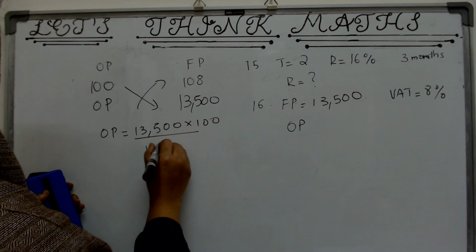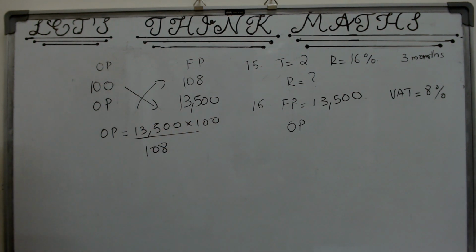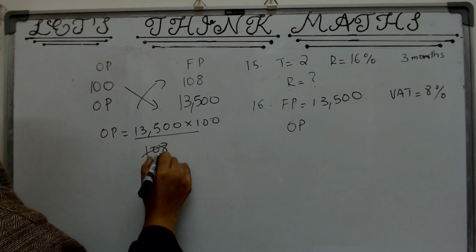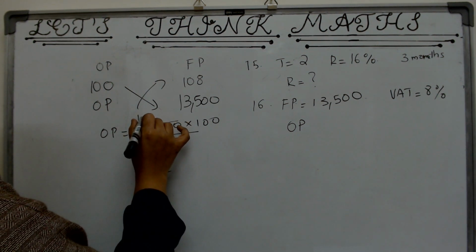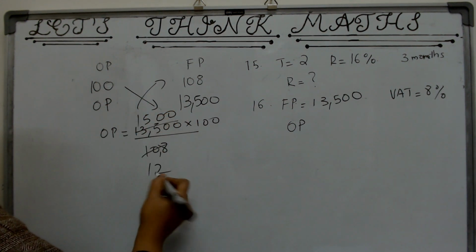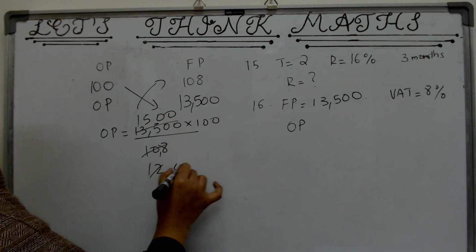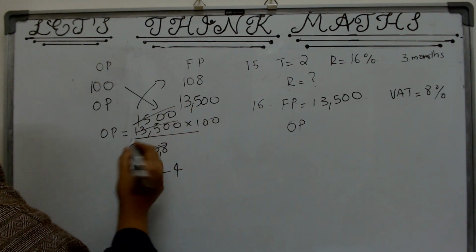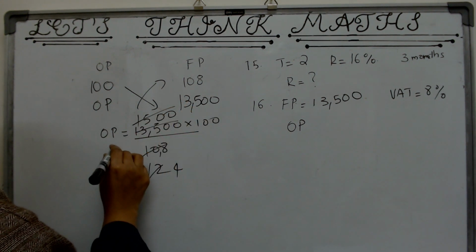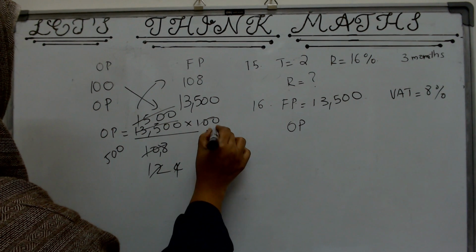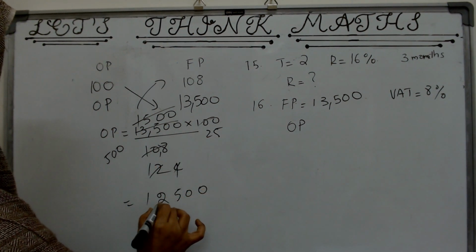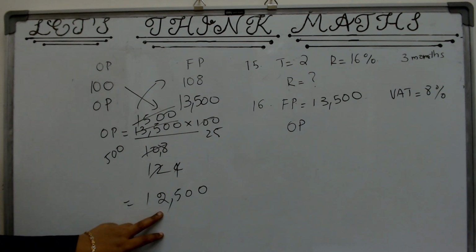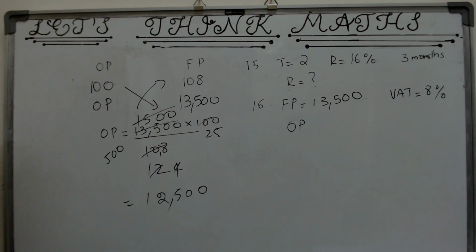what do you notice about these two numbers? Both are divisible by 9. So you have 12 here and you have 1,500. Again, both are divisible by 3. So you get 4 and you get, so your original price was just 12,500, but then he ended up paying 13,500.